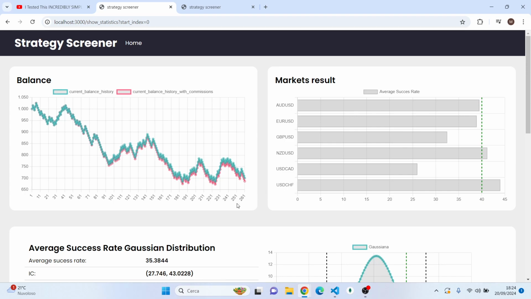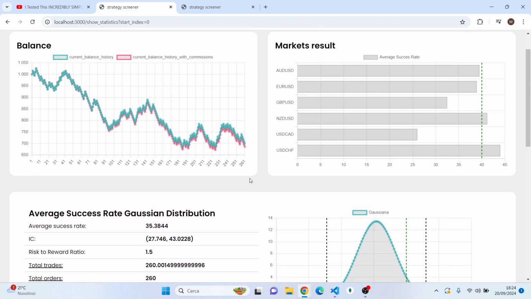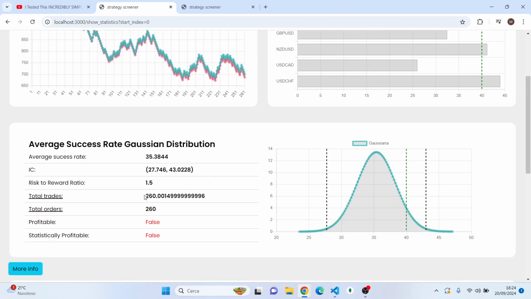As you can see, we have almost 260 trades. And as you can see, the average success rate is 35. It's similar to the one that he found. He found 41. Now we have double the trades that he had. So as you can see, it doesn't perform very well. We can't improve it, surely, but the number of trades in my software is also very low.